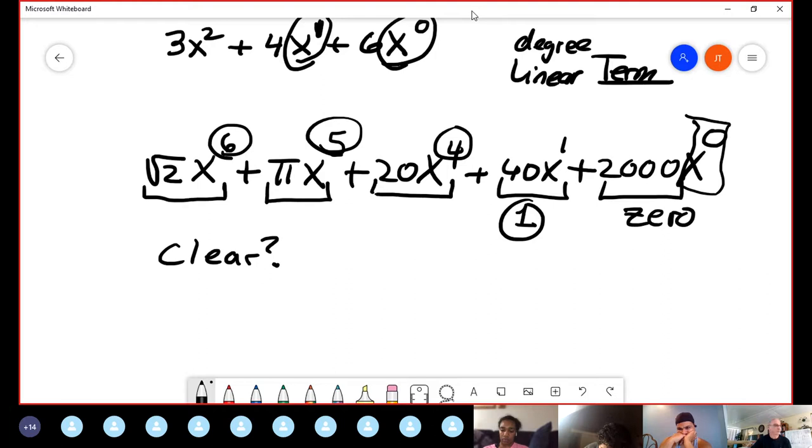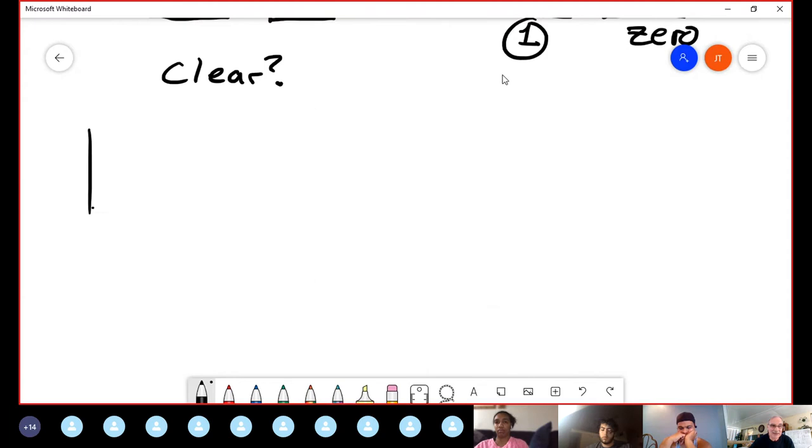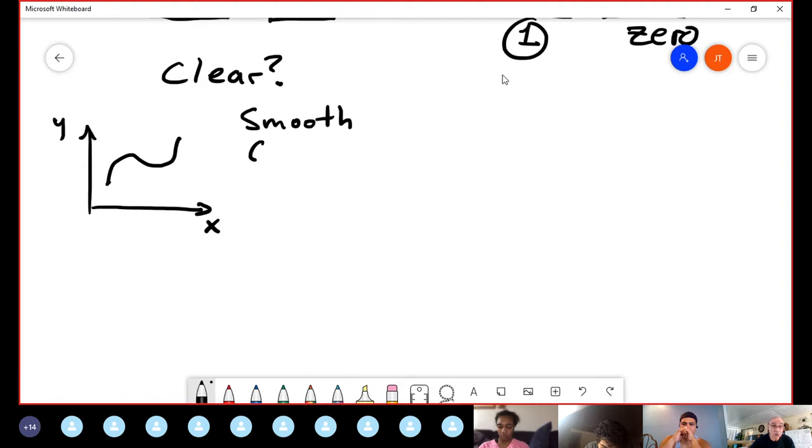Let's go to the most complicated part. Let's go to the graph. What does the graph of a polynomial function look like? The graph of a polynomial is a smooth curve, like that. Smooth curve. Because it's smooth, it's continuous. I want to explain what continuous means. Continuous means that we can draw the curve without lifting the pencil from the paper.